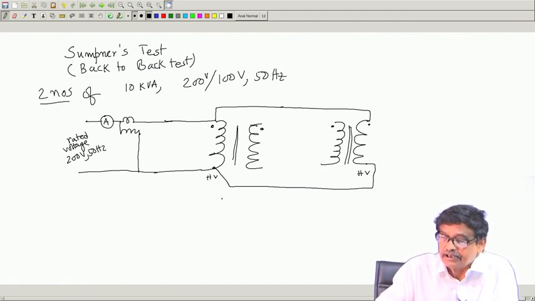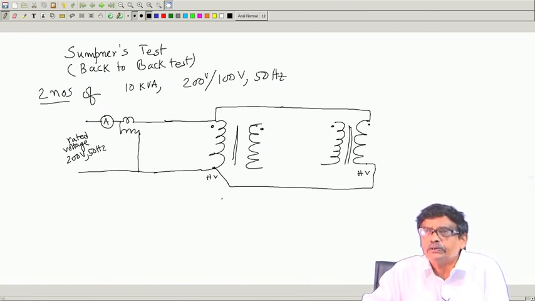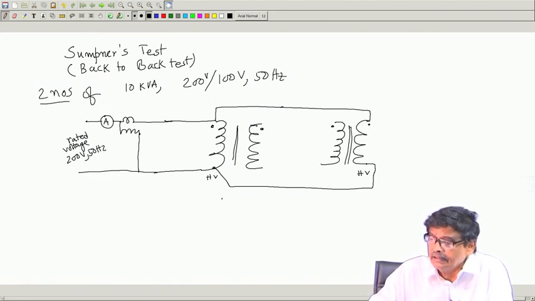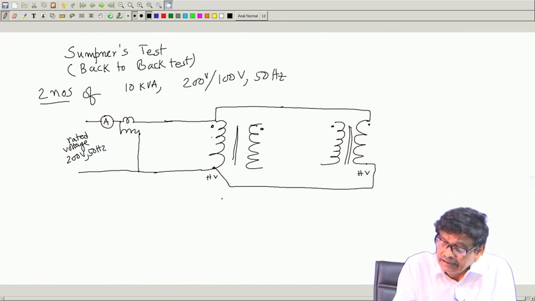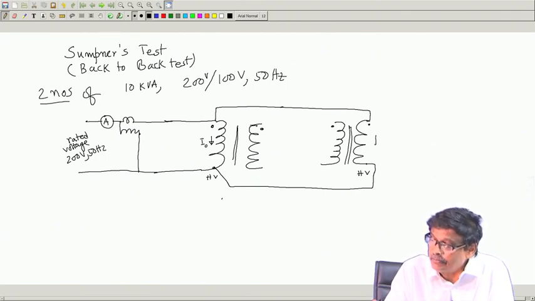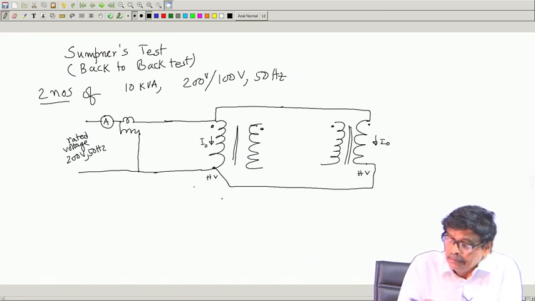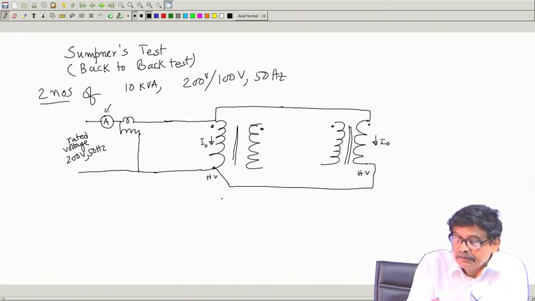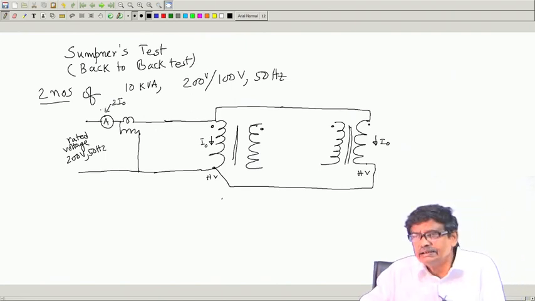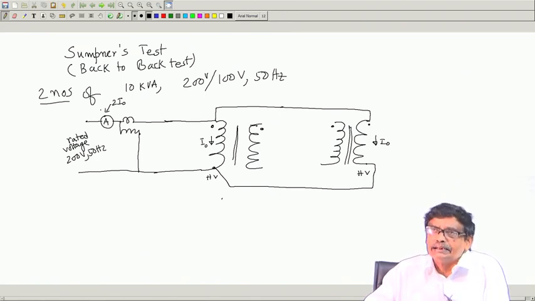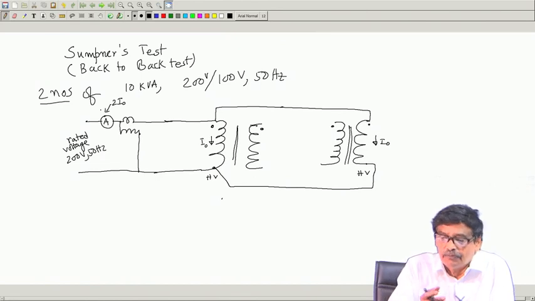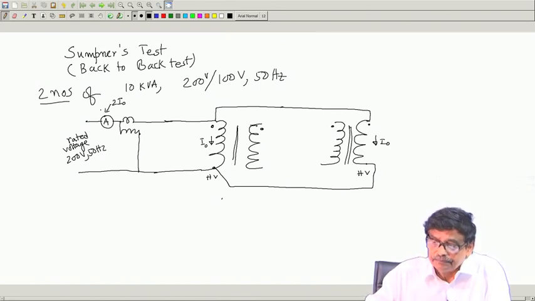If you apply this, these two transformers are manufactured by the same manufacturer with the same ratings, so they are expected to have the same parameters, same core loss, and so on. It is a very good assumption. Therefore, this transformer will draw its no load current, secondary open, and this transformer also will draw no load current. Therefore, I would expect this ammeter will read 2 times the no load current. That is, whatever the ammeter reads, divide by 2 and that is the no load current of each transformer.